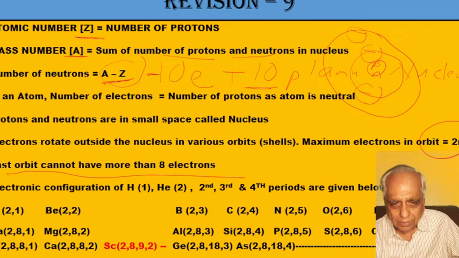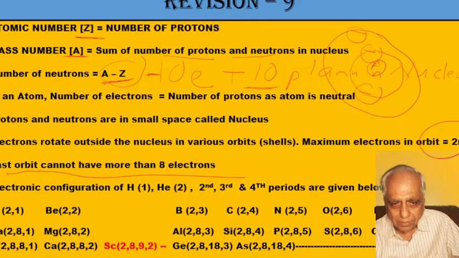Now let us see the second, third and fourth period elements. Lithium, atomic number 3, so the first orbit will carry 2 and the next 1. Beryllium is 2, 2, because the atomic number is 4. Then 2, 3 for atomic number 5. In this manner, this complete line would have 2, 8.